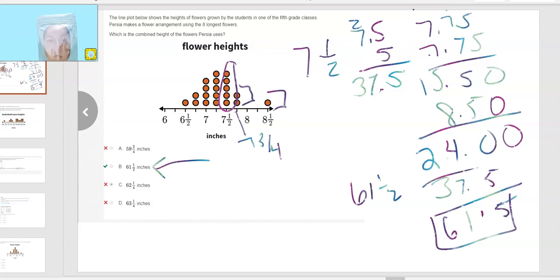So, yay. All you had to do was find the heights of them and then add them all up because you're looking for combined heights. So if you added all those on top of each other, it would be 61.5.